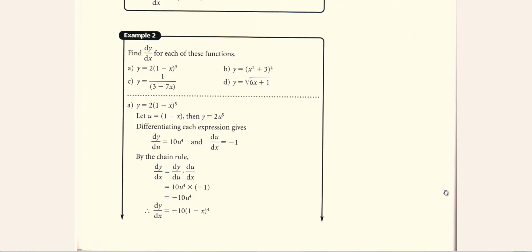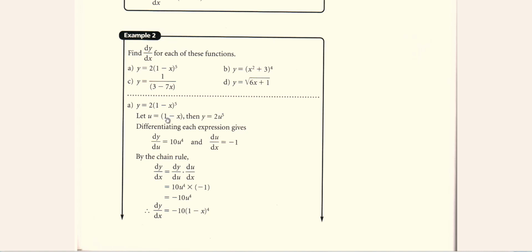Let's have a look at example 2a. We're going to find the derivative, dy dx, for each of these functions. So let's have a look at this function. Y is equal to 2 times, within brackets, 1 minus x to the power of 5. First step, remember, we substitute the part within the brackets for u.